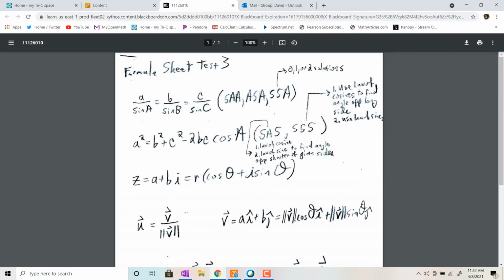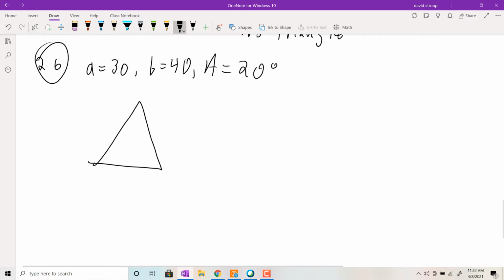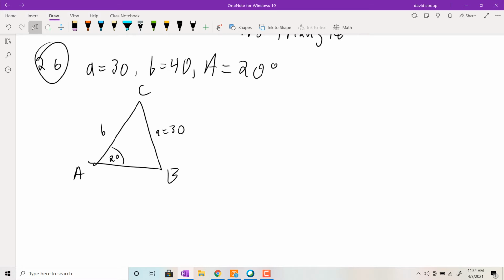Is it going to be SAS or is it SSA? We need to figure out the ordering because we have two sides and one angle. The angle is 20, little a is 30, little b is 40. So it looks like it's angle-side-side going counterclockwise there.